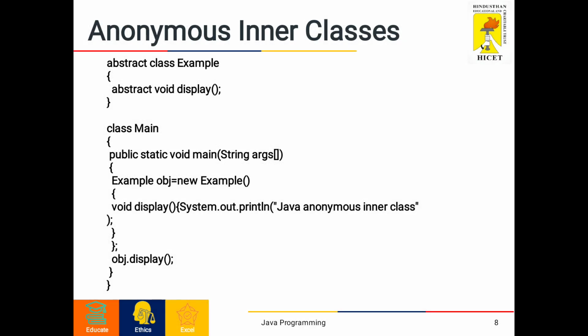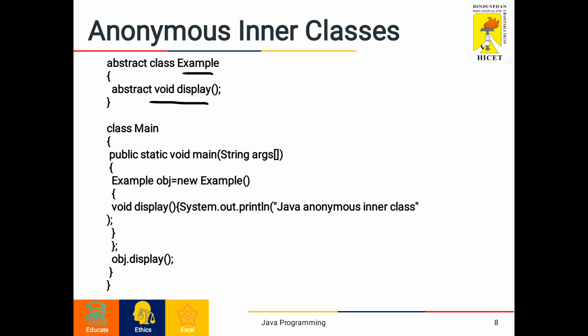The fourth type is the anonymous inner class, a class without any name. In this example, an abstract class is used. As we already know, an abstract class cannot be instantiated. We cannot create objects for the abstract class. Here the abstract class example is defined, where it contains a display method which is declared as abstract.